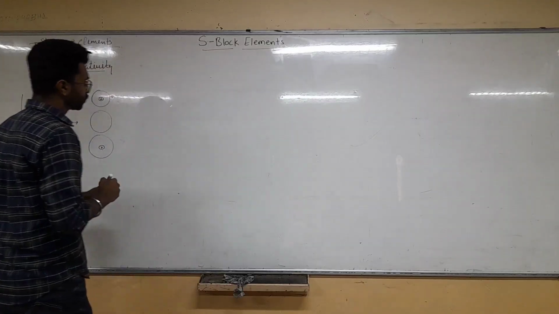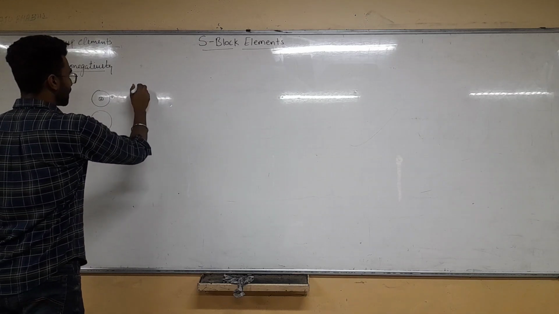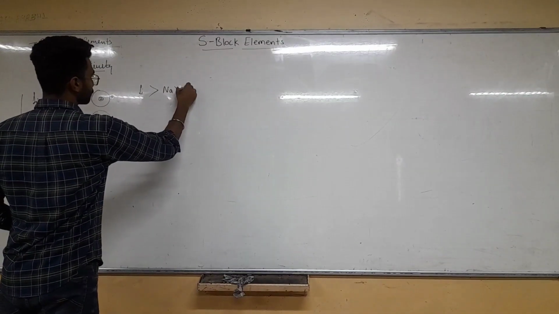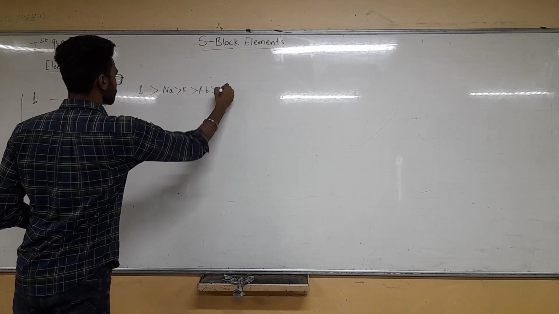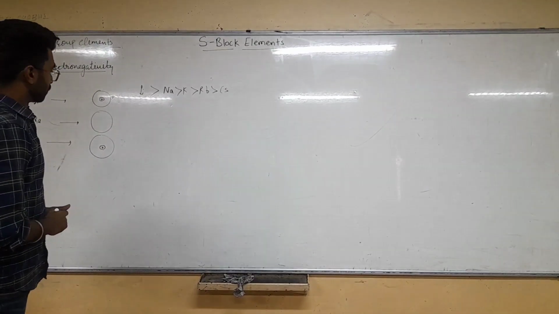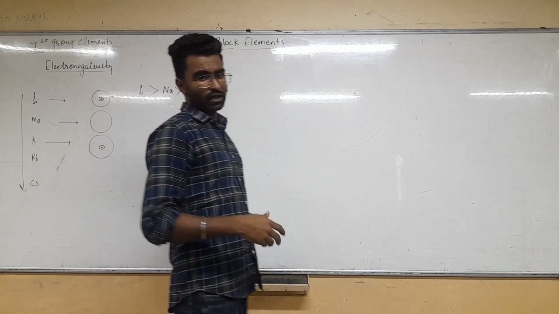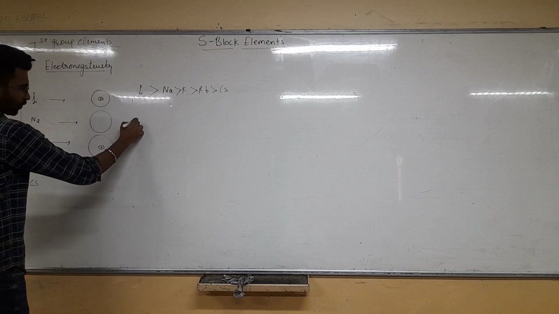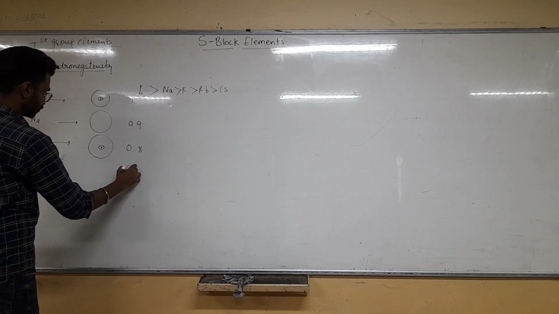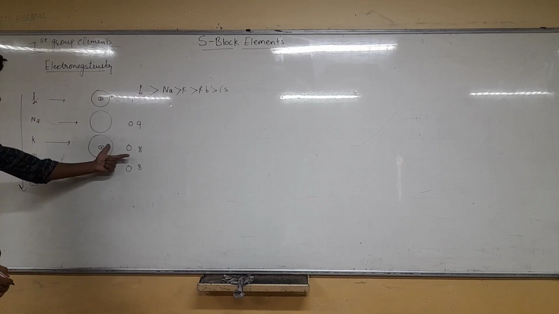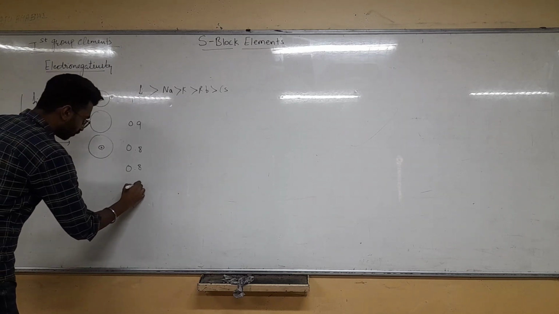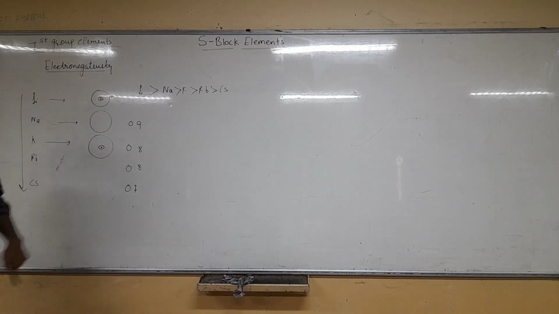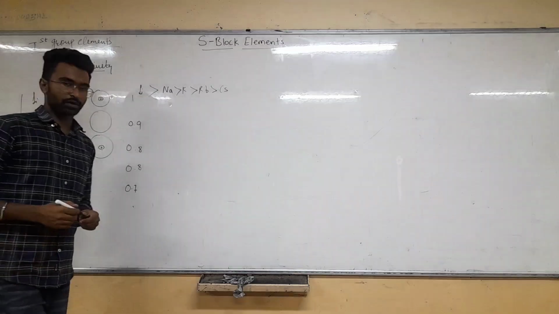So in first group elements, lithium has the greatest electronegativity. Then comes sodium, then potassium, then rubidium, and then cesium. If we talk about the Pauling scale of electronegativity, lithium has around 1, sodium 0.9, 0.8 for rubidium, 0.8 for potassium also, and 0.7 for cesium. So we can see the electronegativity values of first group elements.